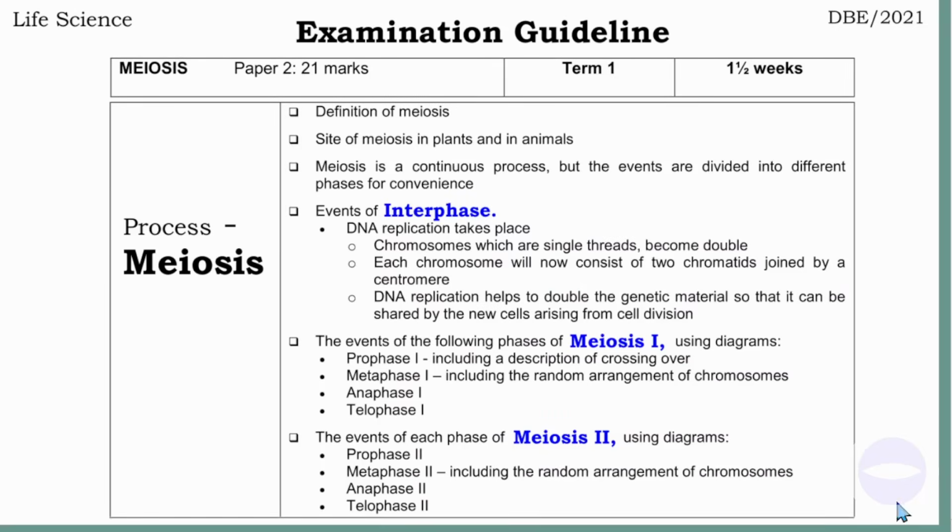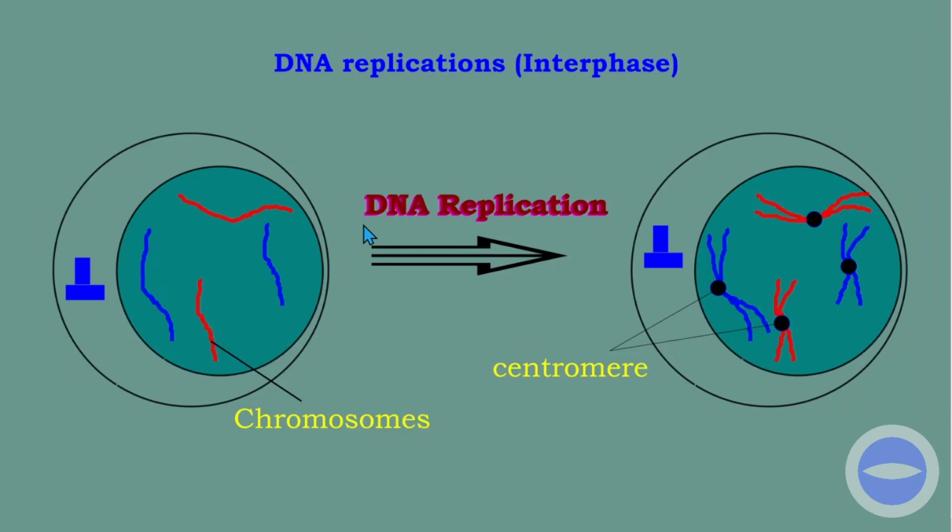Then another thing that the examiner wants us to know is that meiosis is a continuous process, but the events are divided into different phases for convenience. Like we have the events of interphase, and then the events of meiosis 1, and then the events of meiosis 2. During the interphase, DNA replication is taking place. We must know that DNA replication takes place during the interphase.